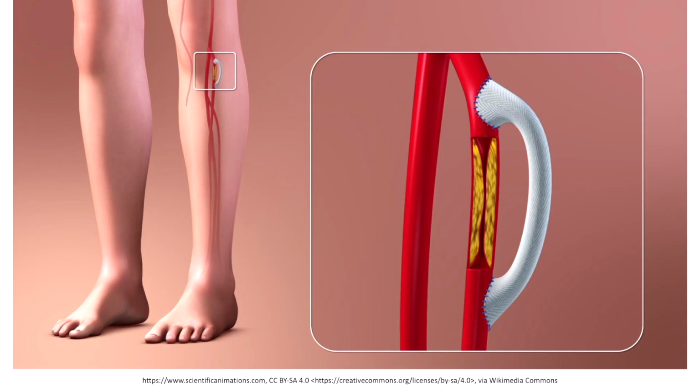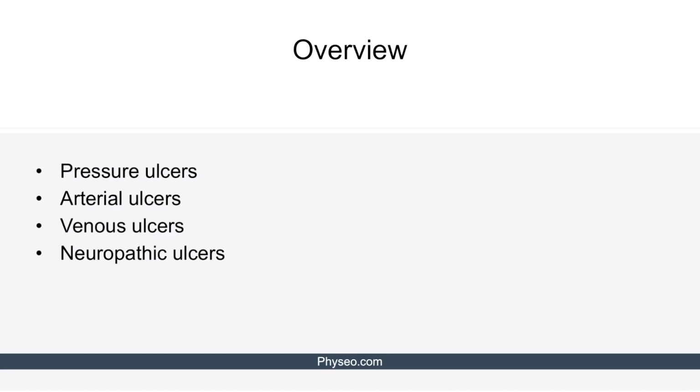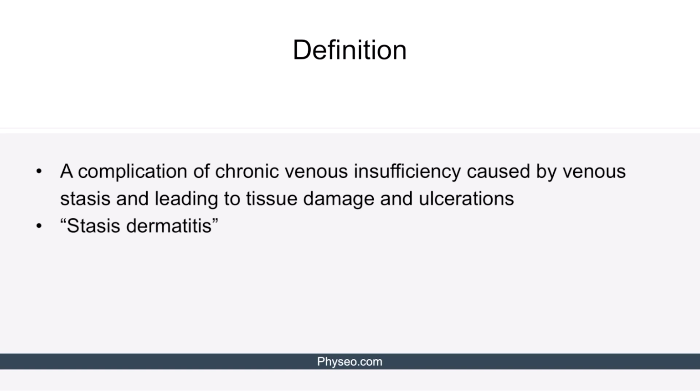Here's an image showing an example of bypass surgery to restore the blood flow to the distal part of the legs beyond the obstruction. All right, now let's move on to venous ulcers. Venous ulcers are complications of chronic venous insufficiency due to the venous stasis that eventually leads to tissue damage and ulcerations. Now, skin findings associated with chronic venous insufficiency are referred to as stasis dermatitis.